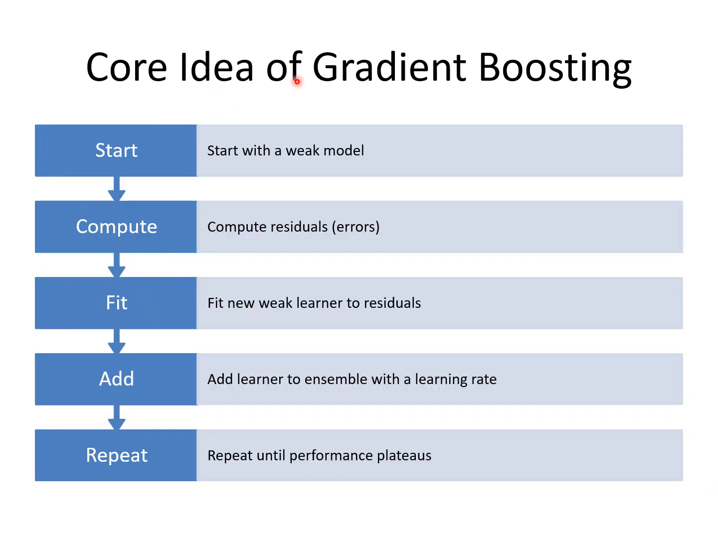So the core idea of gradient boosting is to start with a weak model. That weak model is like a decision tree, and then it computes the residuals, which are the errors, and then it fits a new weak learner to those computed residuals, and adds that learner to the ensemble with some learning rate. You repeat that process until the performance of that model is as good as possible.